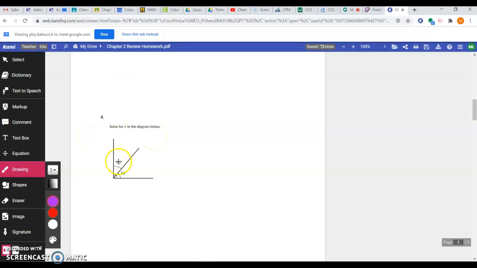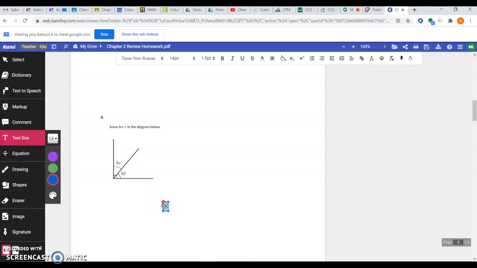Now for problem number 4, we have complementary angles. All right, and complementary angles are two angles that add up to be 90. Okay, and so what I have here is 8x, that angle 8x, plus the angle 50 need to add up to be 90 degrees.